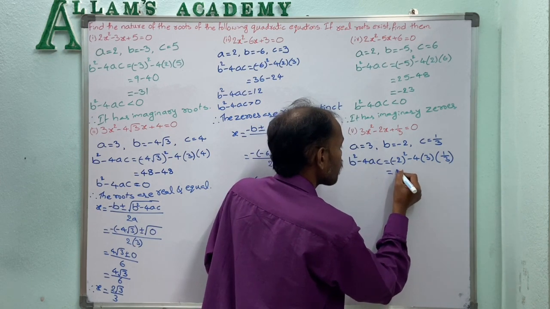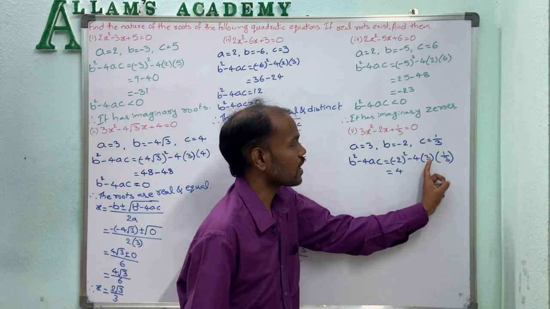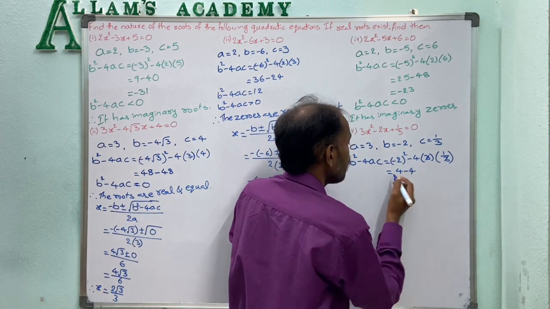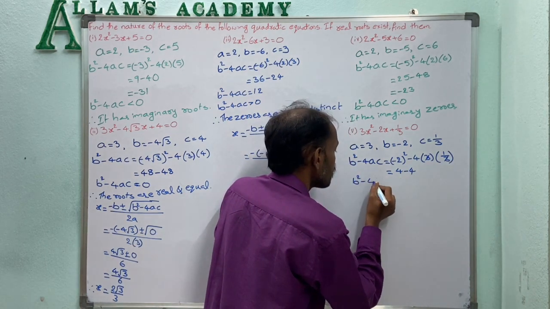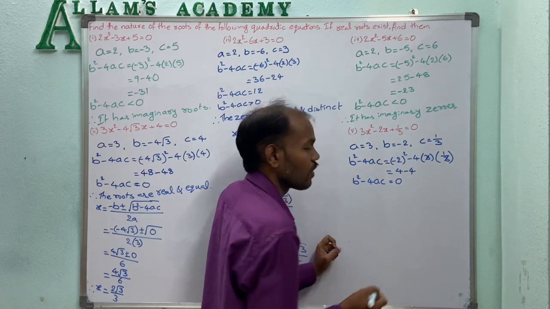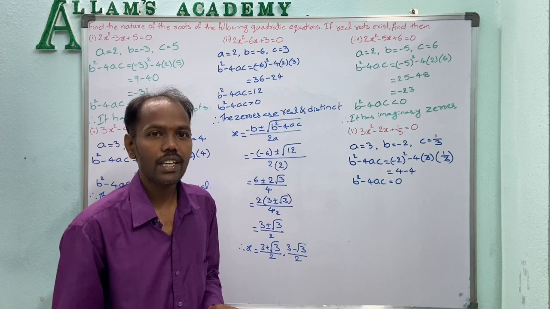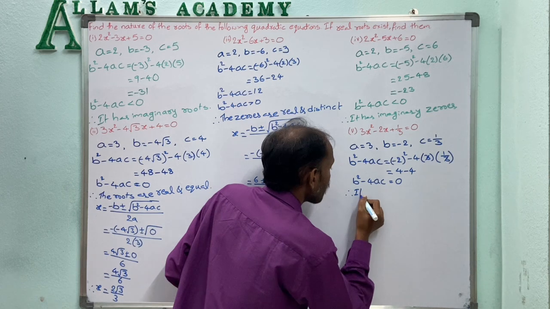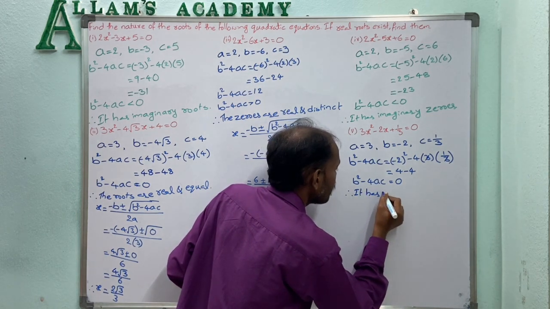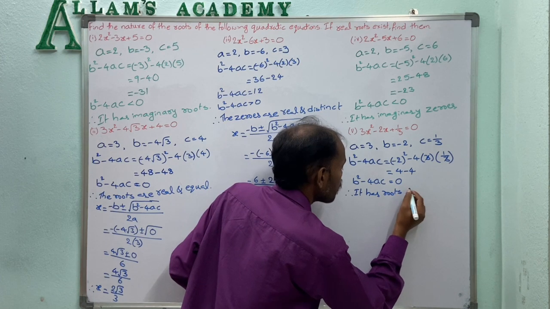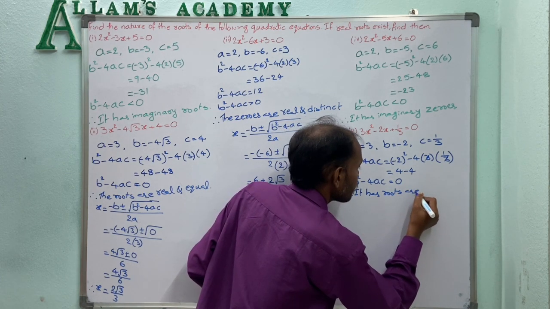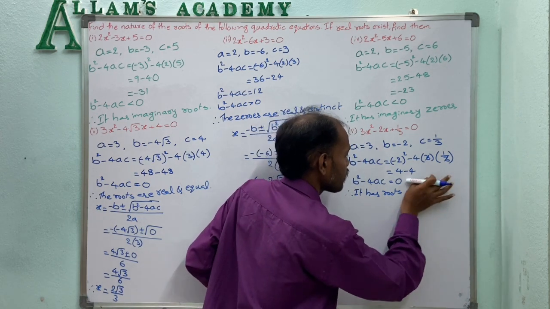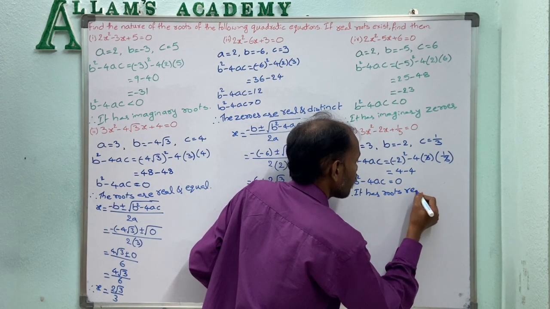So minus 2 whole square equal to 4, and 4 into 3 is 12. 12 into 1 by 3 is nothing but 4 only. 3 gets cancelled, that equal to 4. So 4 minus 4 is equal to 0. That means b square minus 4ac equal to 0. So now this quadratic equation 3x square minus 2x plus 1 by 3 has roots, real and equal. It has roots, that means zeros are real. It has roots real and equal.